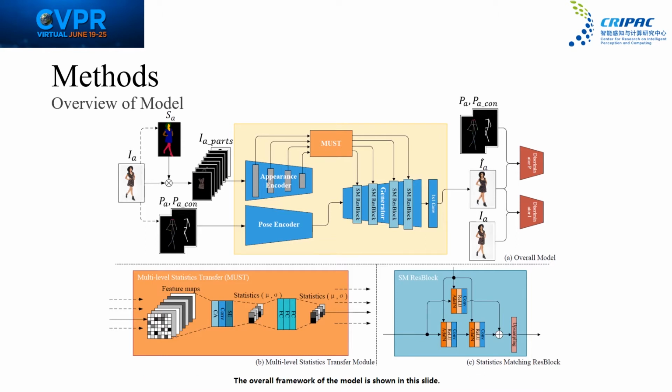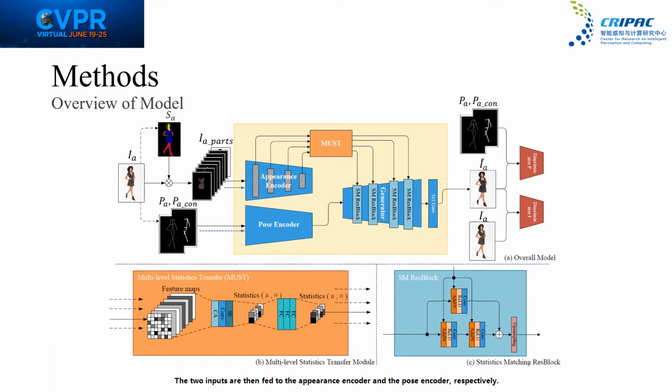The overall framework of the model is shown in this slide. First, IA is the input person image. The human semantic segmentation map SA, and human pose maps PA and PA-CON can be obtained using the human parsing model and the human pose estimation model trained on other datasets. Using SA and IA, we can get images of various parts of the human body.